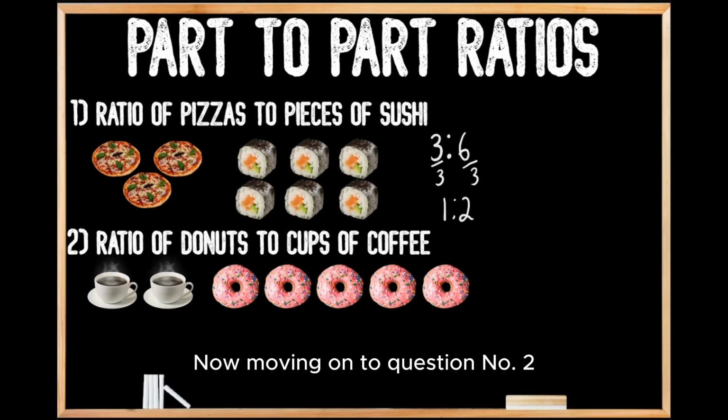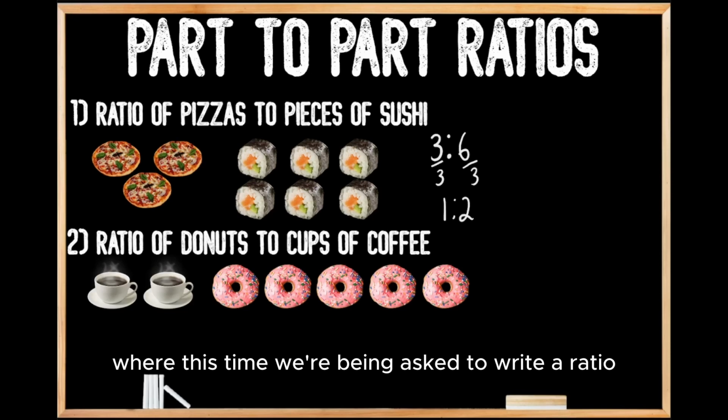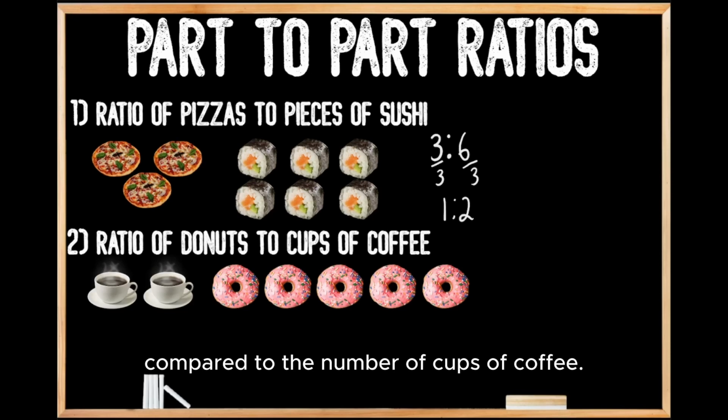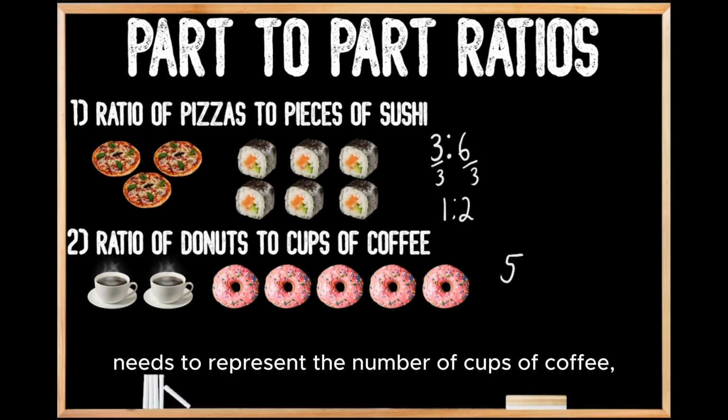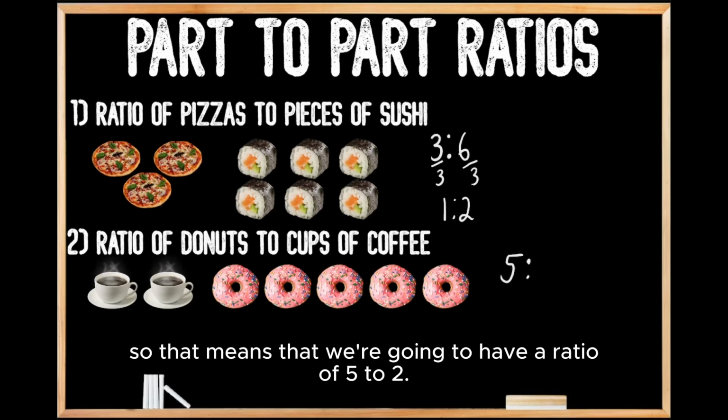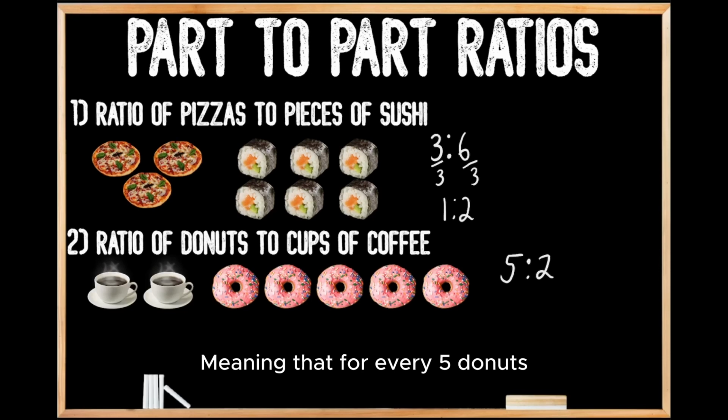Now moving on to question number 2, where this time we're being asked to write a ratio for the number of donuts compared to the number of cups of coffee. So remembering that the order matters here, our first number in our ratio needs to represent the quantity of donuts. And we can see that we have 5 donuts here, so the first number in our ratio here is going to be a 5. And then the second number in our ratio needs to represent the number of cups of coffee, which we can see here we have 2 cups of coffee, so that means that we're going to have a ratio of 5 to 2, meaning that for every 5 donuts, we get 2 cups of coffee.